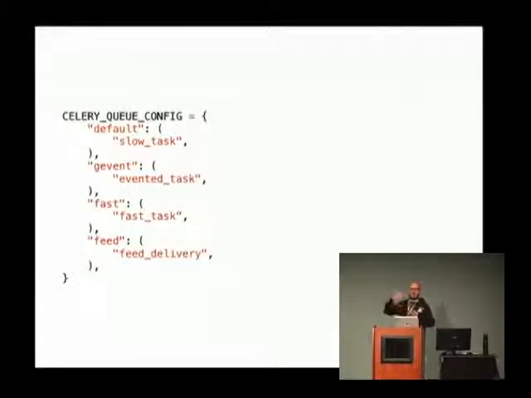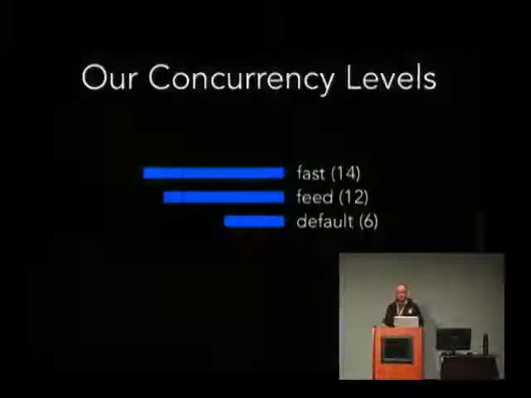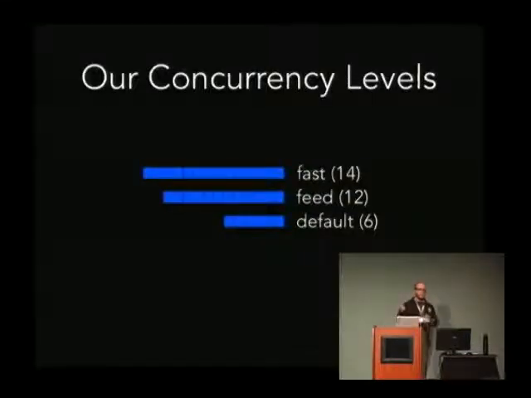Just to be clear, these all run on the same machine, and that CeleryD multiprocess will basically create a whole bunch of CeleryDs that run each task group. Concurrency levels, this is specifically for the ones that we run in multiprocess mode. We run 14 child processes for the fast queue, 12 for the feed queue, and 6 for the default. This runs on 30 EC2 instances that are C1 XLarges.